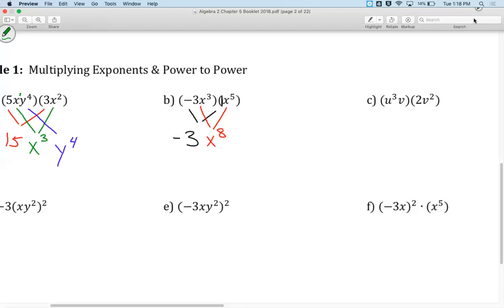Maggie, what's my coefficient in C for the first term? That's the second term. 1. So I do 1 times 2, that gives me 2. How many u's? 3, so it's u to the 3rd. How many v's, Maggie? First and second, you can combine them. 3, so it's v to the 3rd as well.